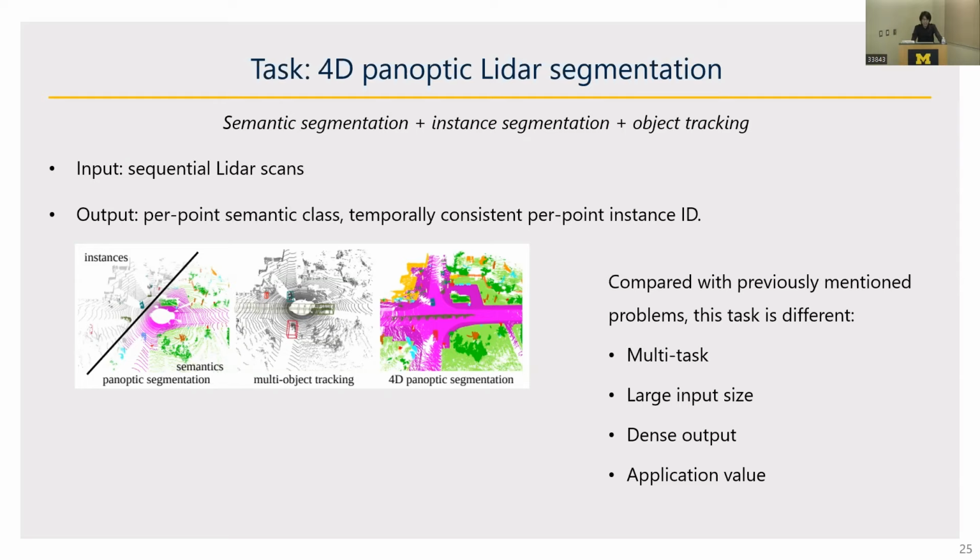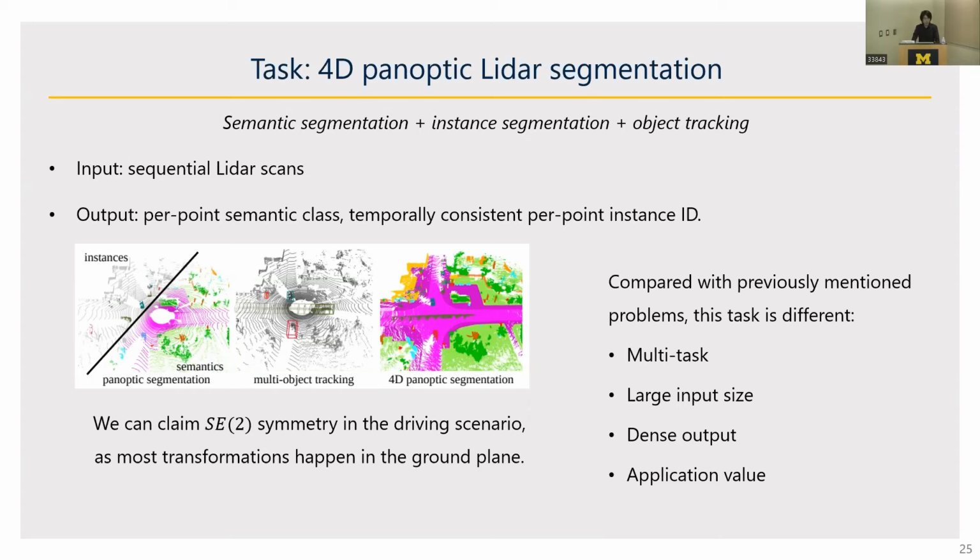And because we are working with a driving scenario in this task, we can actually work with SE2 symmetry, because most transformations in the driving scenario happen in the ground plane. And as for SO2, its discretizations are the cyclic groups with n elements. For example, C3, the cyclic group of three elements, can be regarded as the set of 120 degree rotations. And we will be working with these cyclic groups in our model.